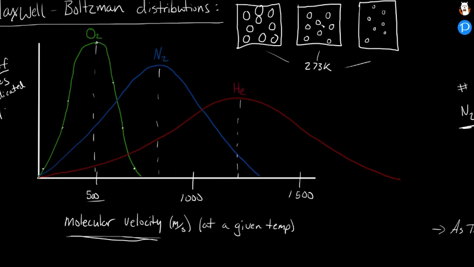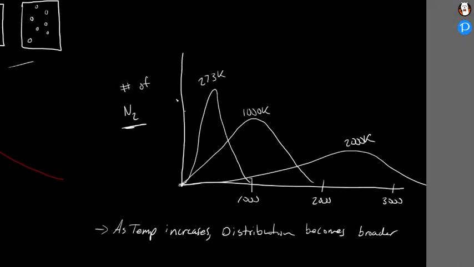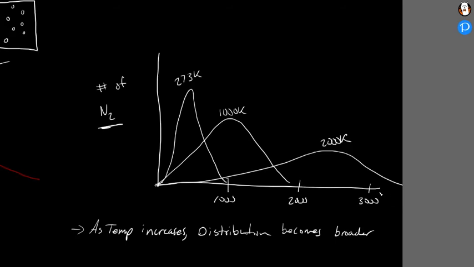Same thing for N2. Not all of the particles in there have a speed that is around 700 meters per second, right? Some of them are closer to zero, just like the O2. And some of them are closer to 1500, right? So they have all those speeds that are in between. It's just that most of them, in this distribution, have this speed, and same thing for helium. So if I come back over here, the number of molecules of N2 that I have at these different speeds at different temperatures.